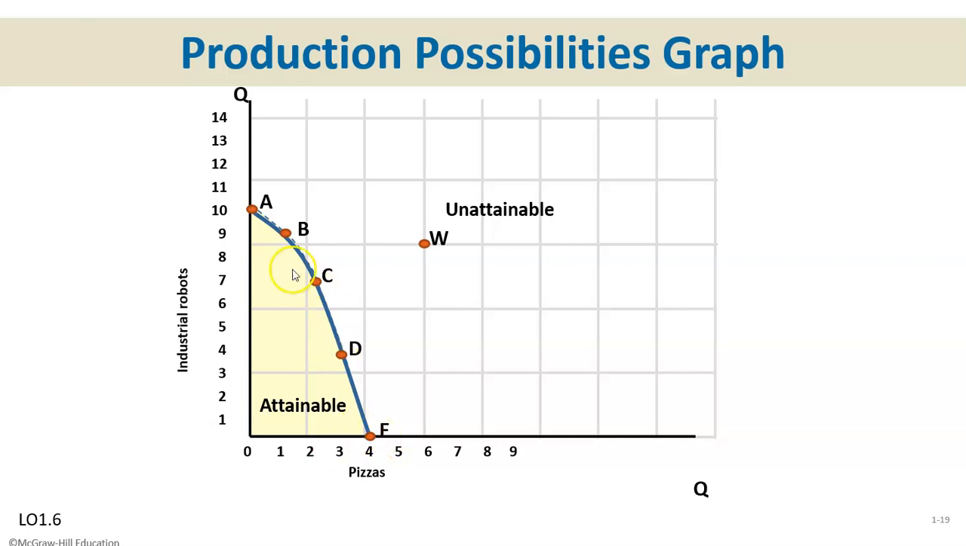And then I also mentioned point C, where they may be able to have some of each. So I think they had 7 robots and 2 pizzas at point C.